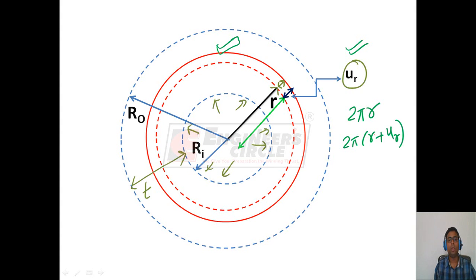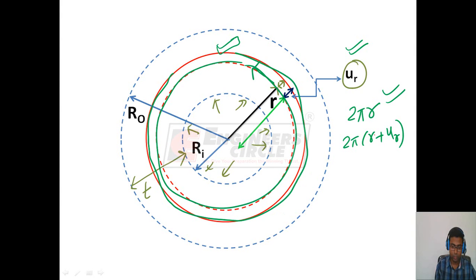So we can say that due to the application of pressure, there is radial movement, and because of radial movement, that is radial displacement, there is change in circumference, but there is no change in the thickness. So radial strain will be 0 because there is no change in thickness along the radial direction. However, since circumference is changing, there will be strain along the circumferential direction, because this circumference, which was initially 2 pi r, has now changed to this circumference, which is 2 pi r plus ur. So there is a strain in the circumferential direction.